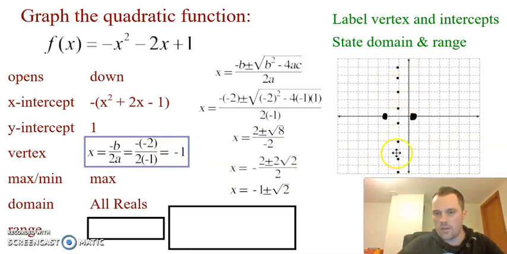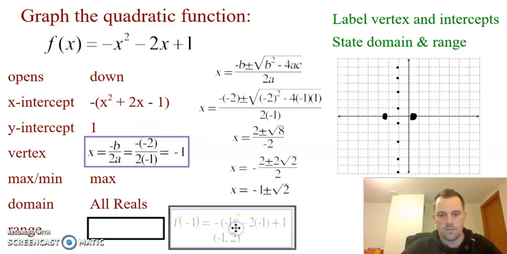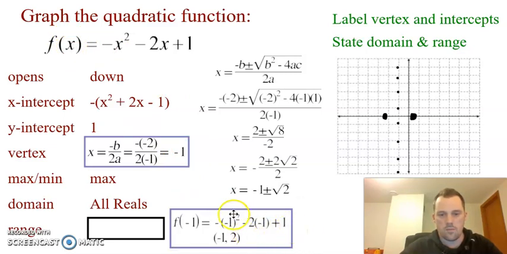I've got to find my y value. I know that it opens down, so my vertex must be above my x-axis here because it's got to go through these zeros right here, or my roots. So I'm going to go ahead and substitute negative 1 in and evaluate that. And we get negative 1 plus 2 plus 1. So we get a y value of 2. And that's my vertex there. So I'm going to go ahead and graph negative 1, 2.